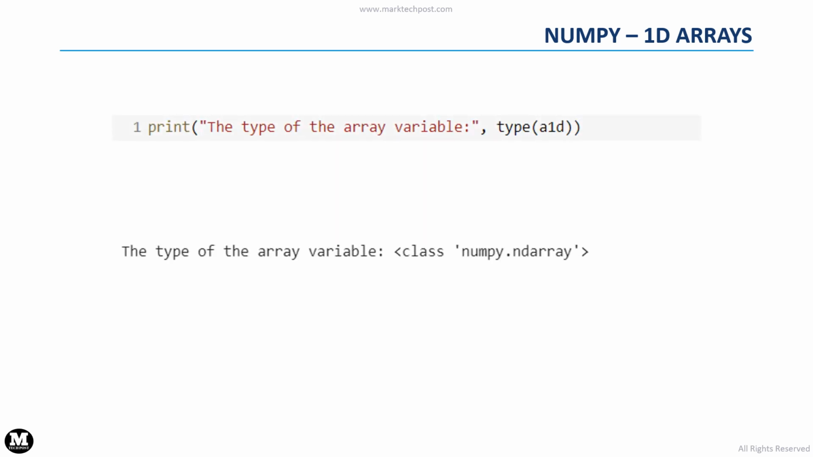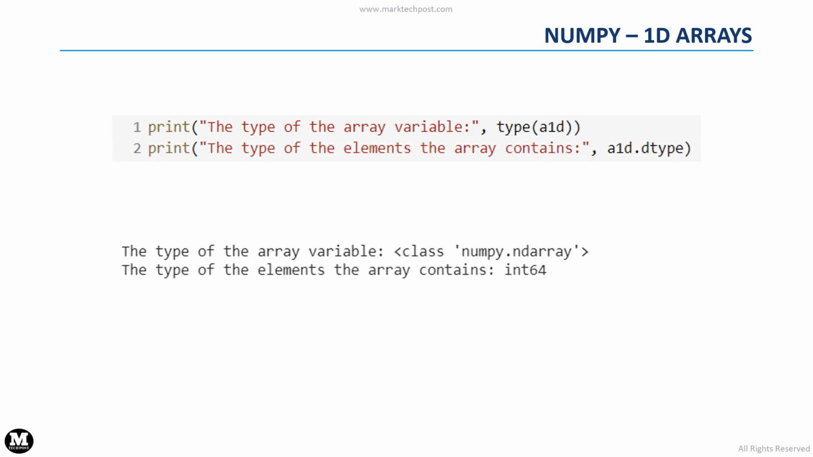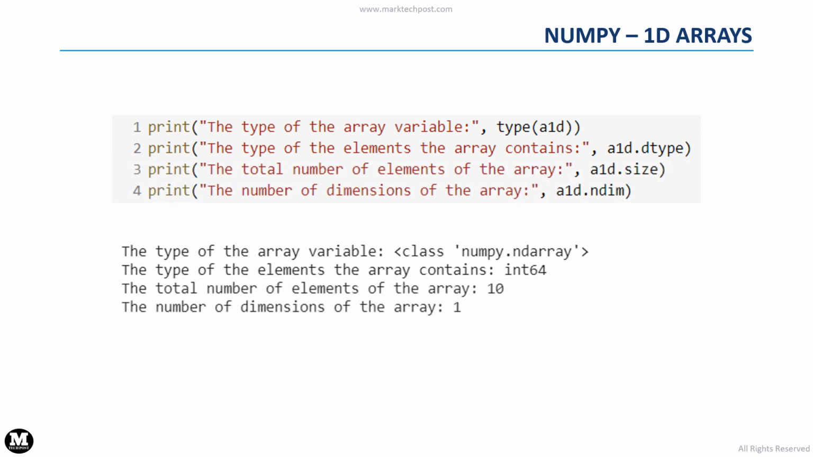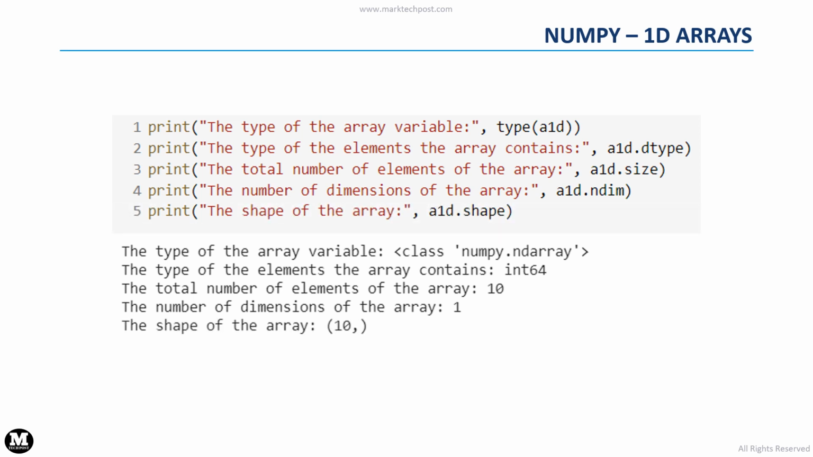Let's see some useful information about a one-dimensional Numpy array variable. With the type method, we can see that the variable is of type numpy.ndarray. The dtype attribute of the variable is useful to check the type of the elements of the array. The size attribute tells us the total number of elements of the array, while the ndim attribute can be used to check the number of dimensions of the array. It is very common to use the shape attribute. In this case, thanks to the shape, we can see that we have a single dimension containing 10 elements.